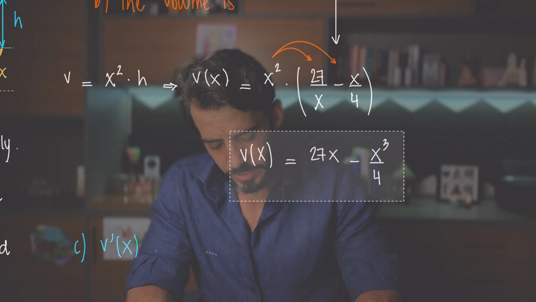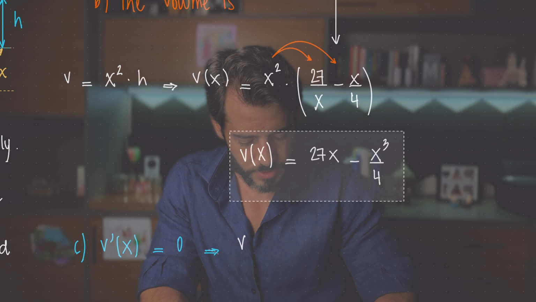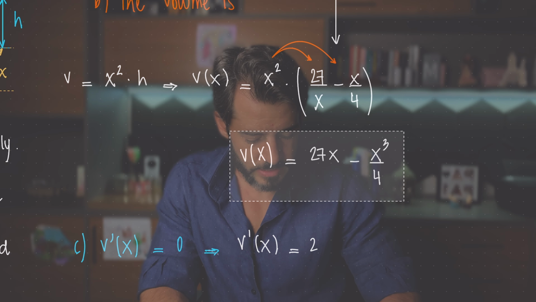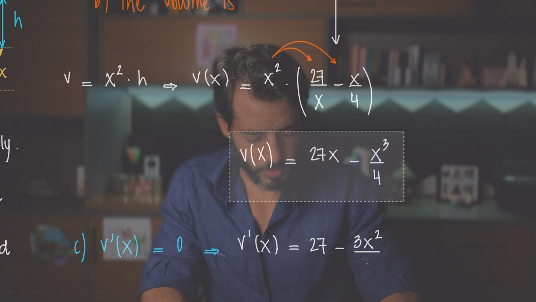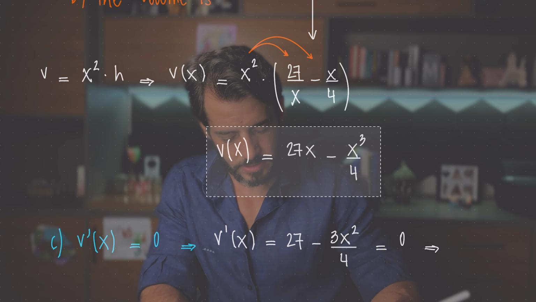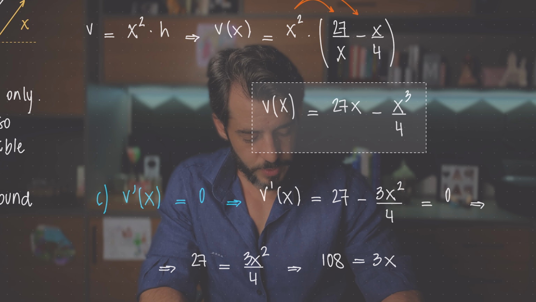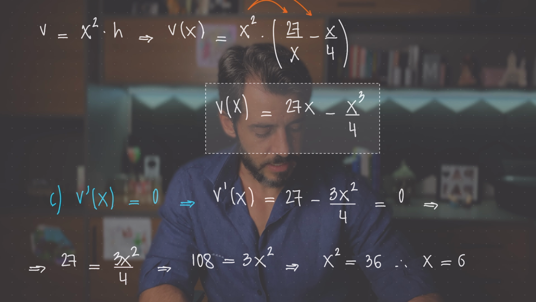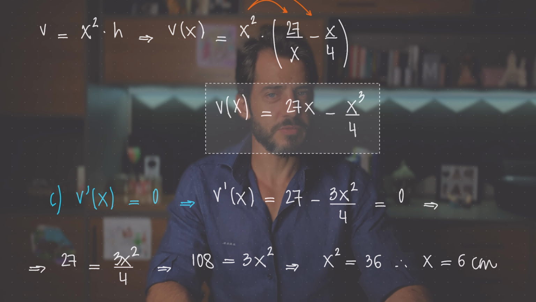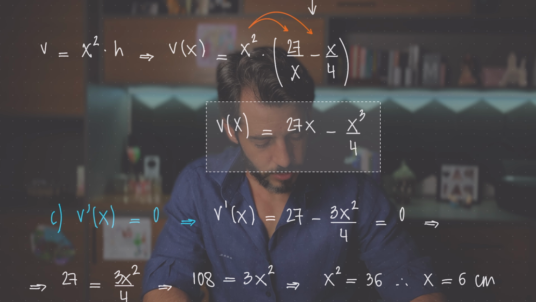We're going to differentiate it and set it equal to 0. And this is not the hardest derivative. We have V prime of x equal to 27, which is the derivative of 27x, minus 3x squared over 4. Setting this equal to 0 gives us 27 equal to 3x squared over 4, 108 equal to 3x squared, x squared equal to 36, therefore x equals 6 centimeters. It has to be a positive number, that's why we can, in this case, ignore the negative 6 as a possible solution. So x is equal to positive 6 centimeters.